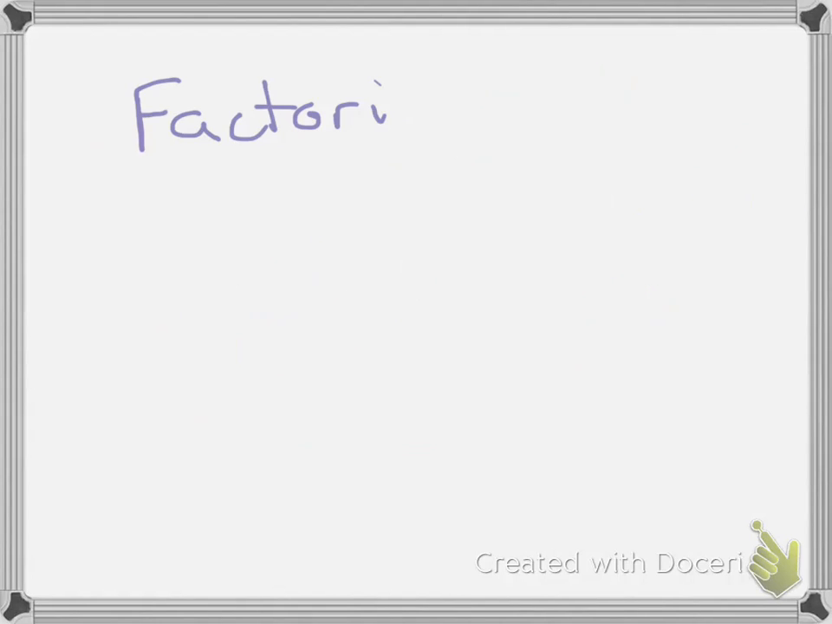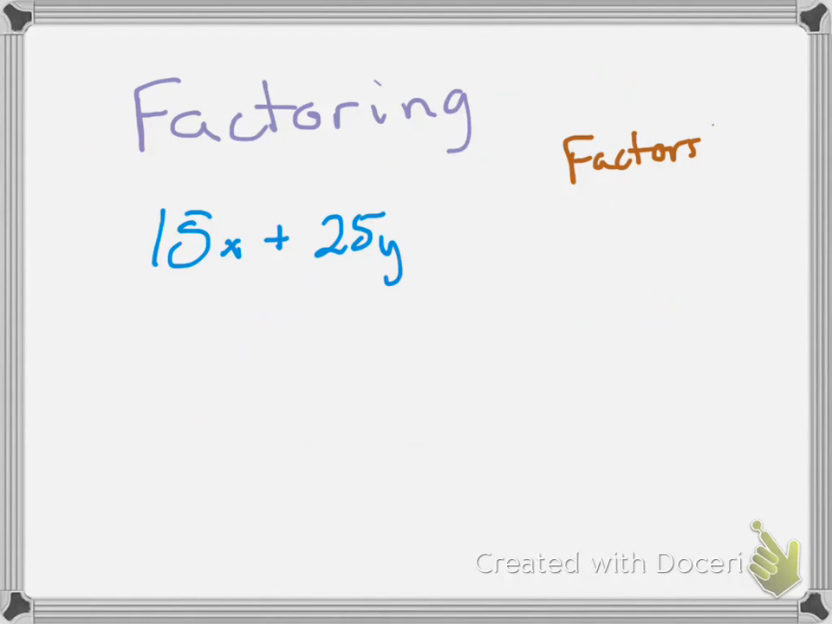All right, let's look at some more factoring. 15x plus 25y. And again, I want to list my factors. So my factors of 15, first of all, 1, 3, 5, and 15. And then my factors of 25 are going to be 1, 5, and 25. Again, what do you see is in common for their factors? Hopefully you said 5. So I'm going to take out a 5 out of this.